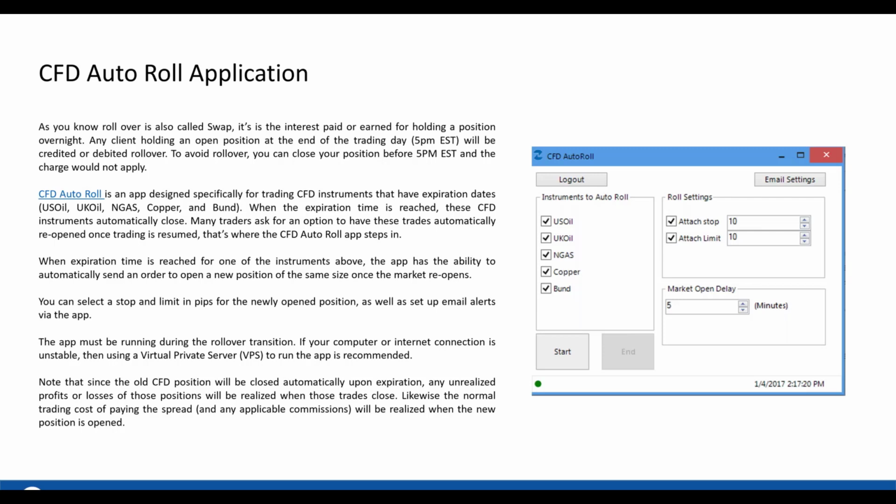Note that since the old CFD position will be closed automatically upon expiration, any unrealized profits or losses of those positions will be realized when those trades close. Likewise, the normal trading costs of paying the spread and any applicable commissions will be realized when the new position is opened.